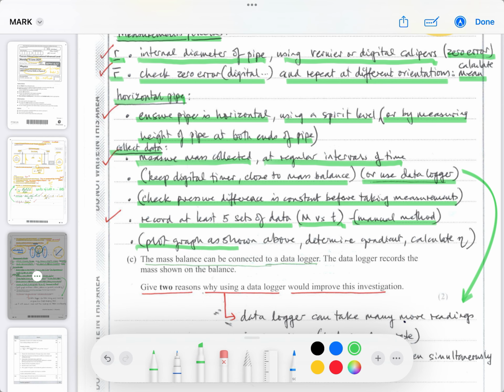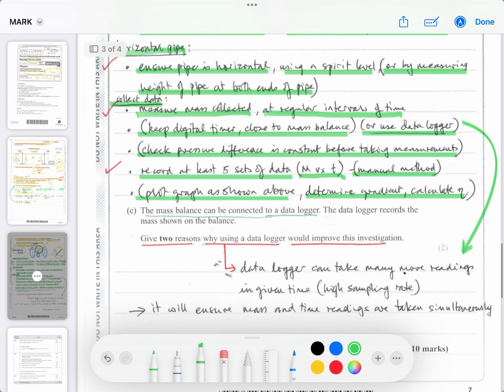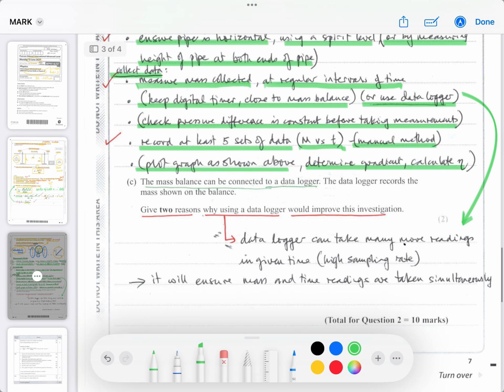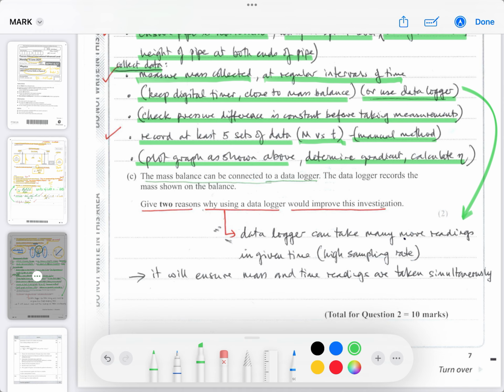Then you plot the graph as shown, explained above, and determine the gradient, so you can then calculate eta from all the other values that are known or can be measured in the equation provided. So that's basically going to get you all the marks. We'll have a look at the mark scheme in a minute.